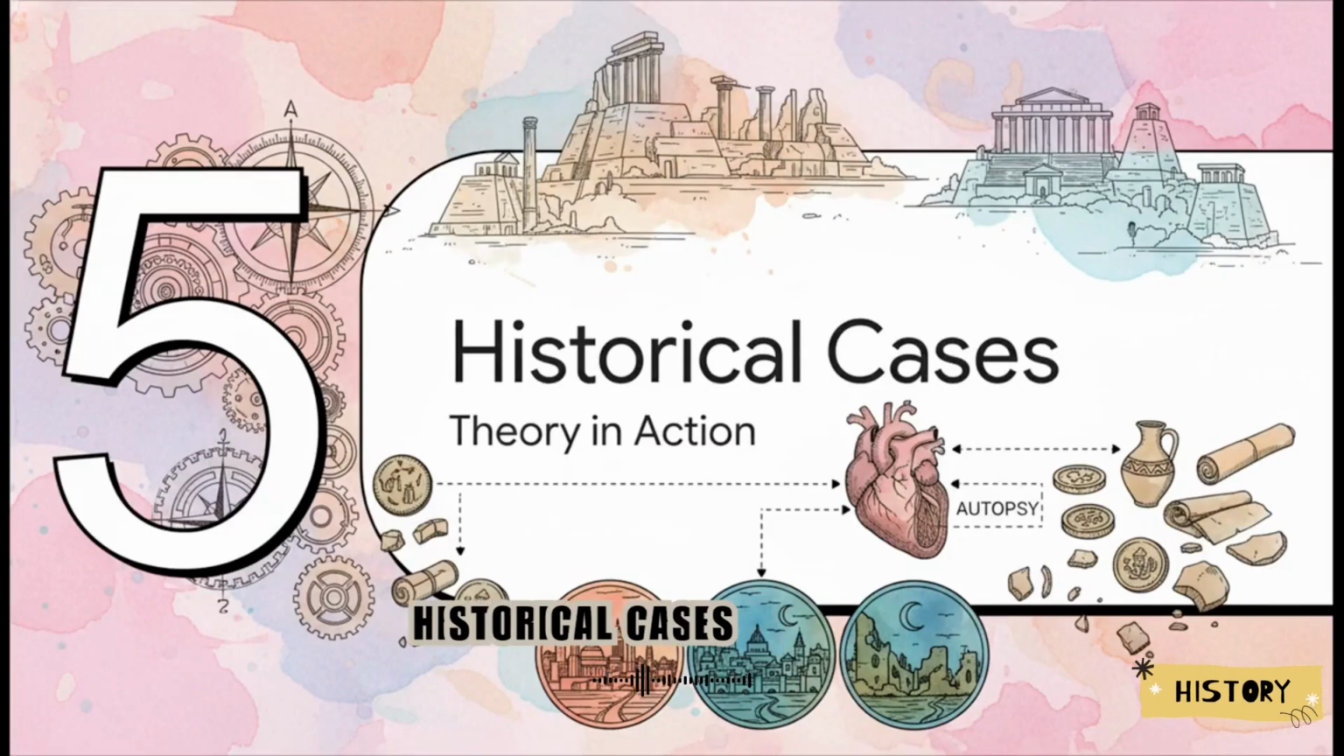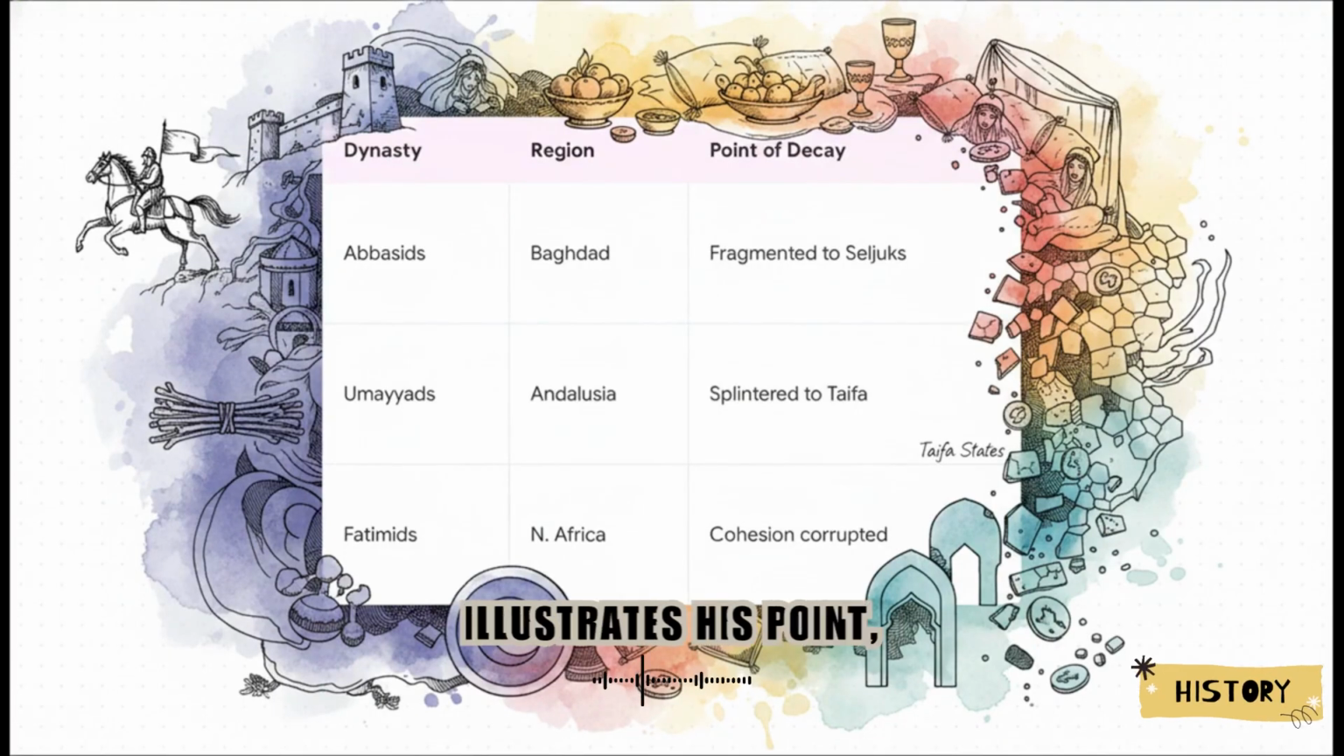Section 5. Historical cases in action. And this brilliantly illustrates his point because Ibn Khaldun didn't just invent this in a vacuum. He performed a massive historical autopsy. The giant empires of Islamic history perfectly followed his biological model. Just look at the Abbasids in Baghdad. They started with fierce solidarity, but over generations, they fell into luxury, lost their Asabiyya, and ended up as mere figureheads, while the Seljuks, the Buyids, and eventually the Mongols tore the whole empire apart.